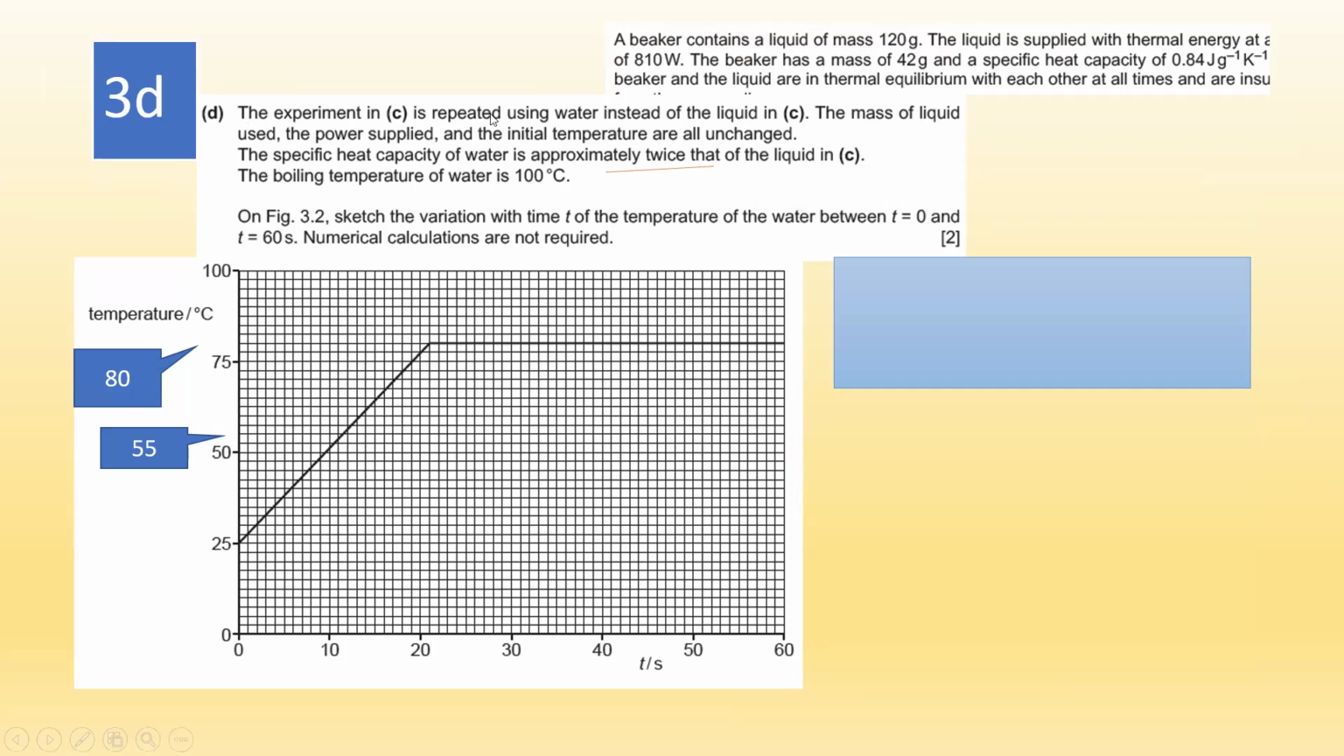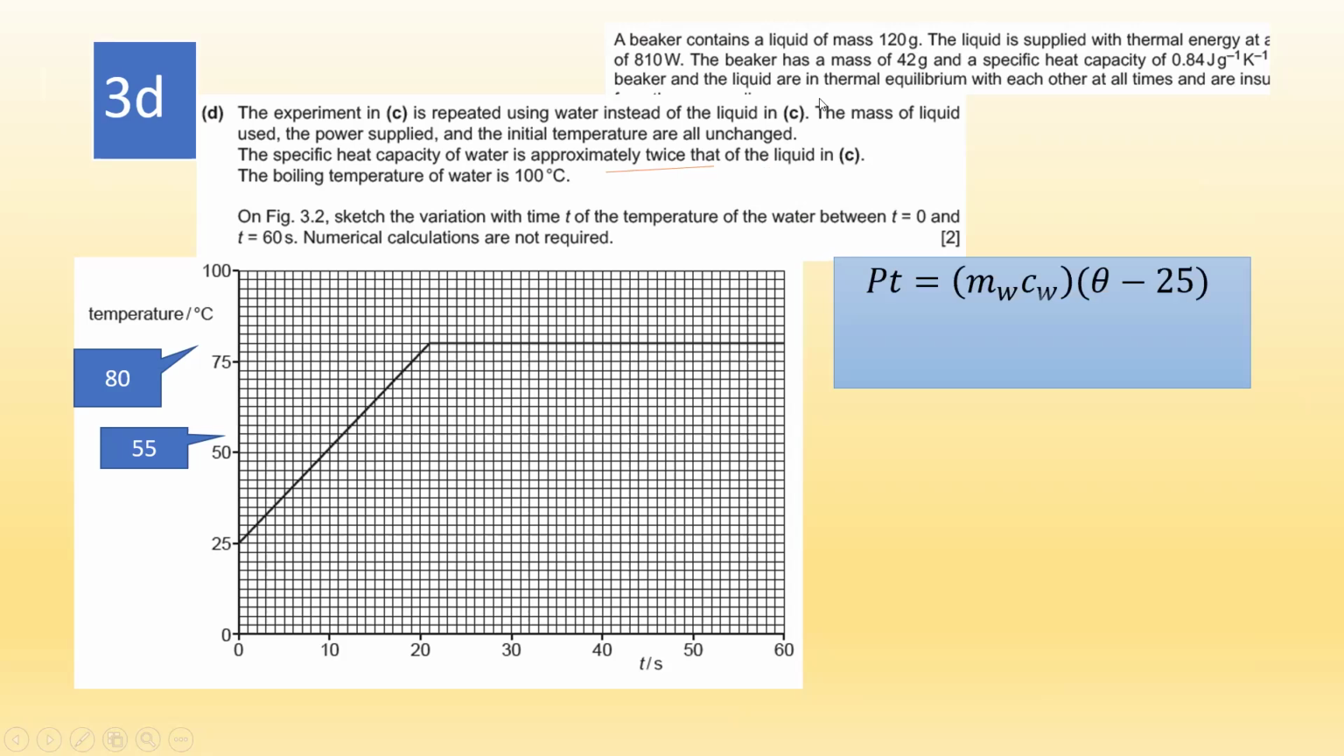The experiment in C is repeated using water instead of liquid. In C, the mass of liquid used, the power supply, and the initial temperature are all unchanged. The specific heat capacity of water is approximately twice that of the liquid in C, and the boiling temperature of water is 100 degrees Celsius. On figure 3.2, sketch a variation with time of the temperature of the water between t equals 0 and t equals 60 seconds. Numerical calculations are not required.